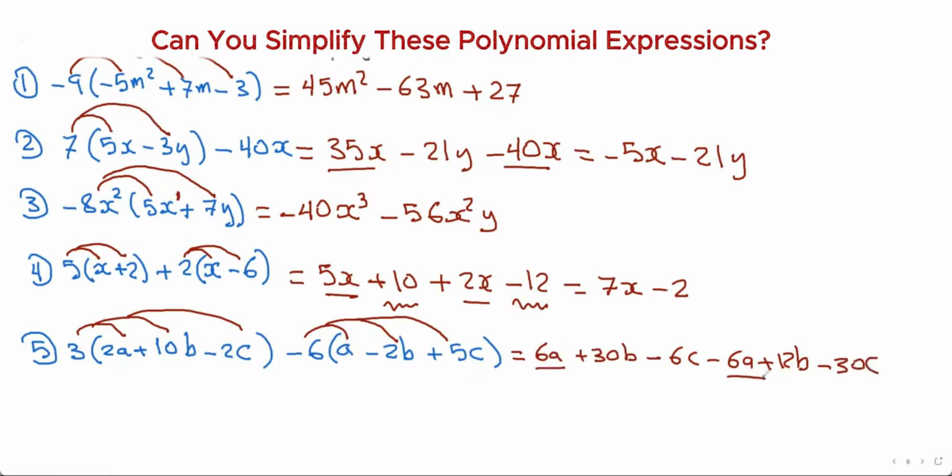Collect like terms. So 6a minus 6a is 0, because they cancel out. 30b plus 12b is 42b. And -6c minus 30c is -36c.